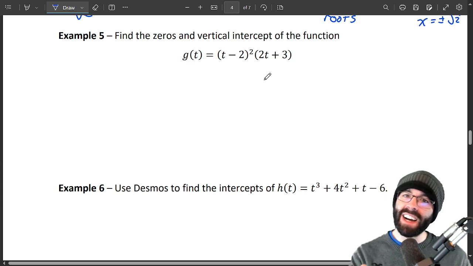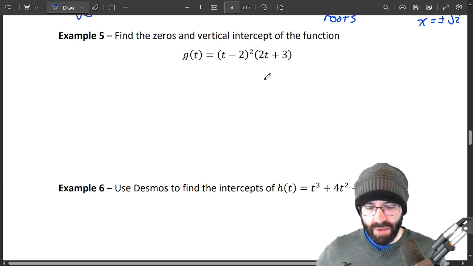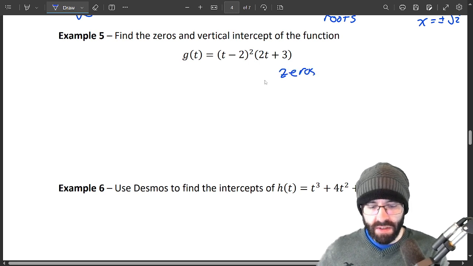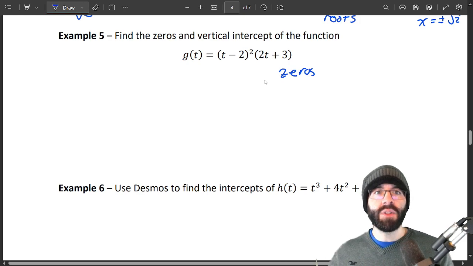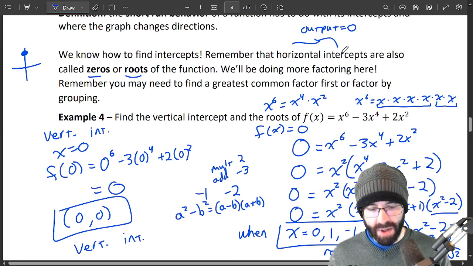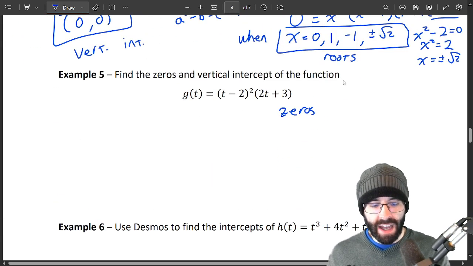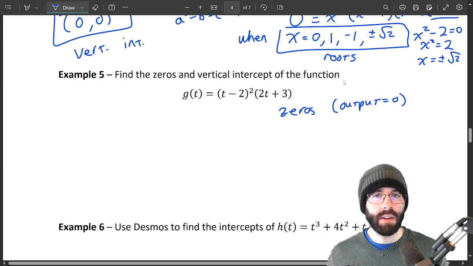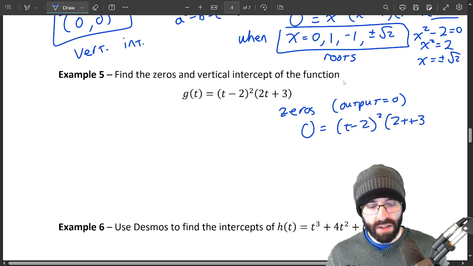Because in number 5, it's already factored. So how do we find the zeros? Well, the zeros are when the output, right? Zeros are the horizontal intercepts. Got that up here. Zeros are the horizontal intercepts. That's when the output is 0. That's when 0 is equal to t minus 2 squared, 2t plus 3.